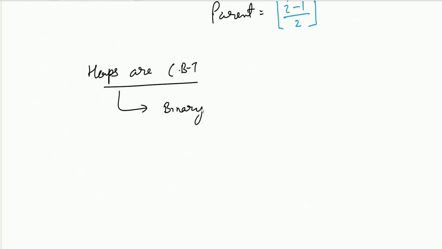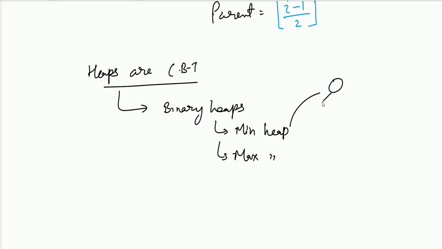We will be talking about binary heaps, and in the binary heap we will also be talking about min heap and max heap. In min heap, if we have a parent P and two children C1 and C2, then P will be less than C1 and P will be less than C2. So P will be less than both C1 and C2.